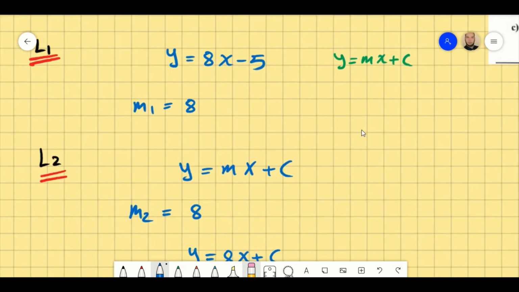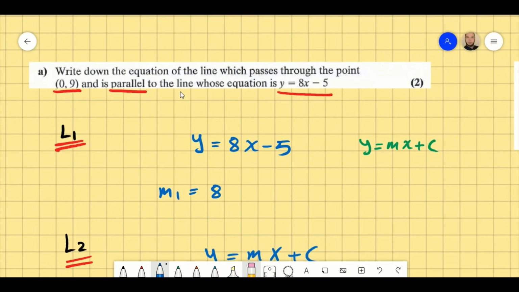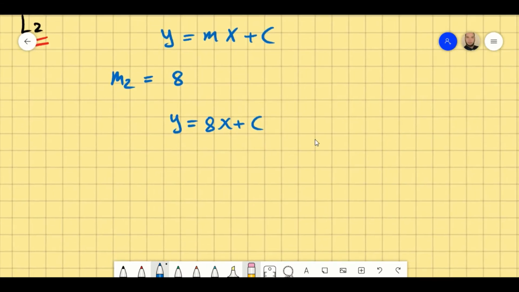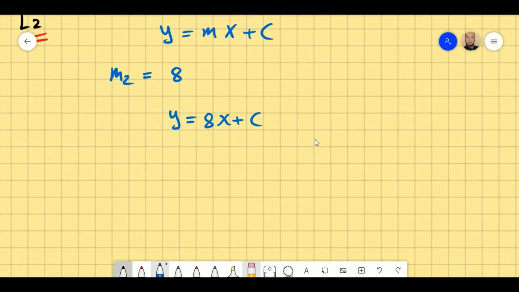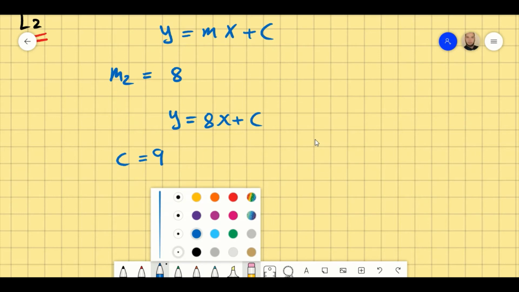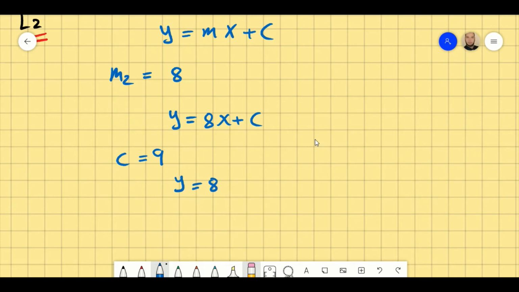خلاص. طيب بعد كده قال ان اللاين ده passes through the point 0 and 9. يبقى ده معناه ايه؟ لو انت فاكر كويس ان احنا دايما كنا بنقول على الواي انترسبت 0 and c، يبقى 0 and 9 يا مستر محمد. خلاص يبقى ده معناه ان c is equal to 9. Okay, so our equation would be like that: y equals 8x plus 9, and that's it.